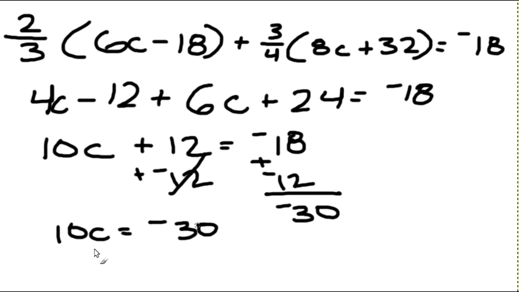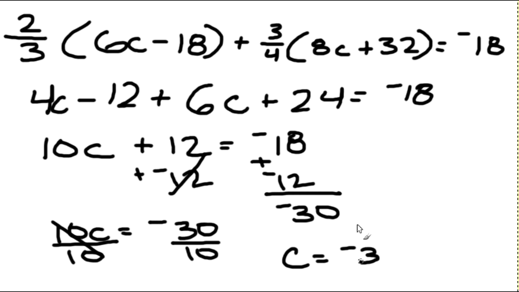And now you divide by 10 on both sides, that cancels out, and you are left with c is equal to -3. So hopefully you learned a little bit of something about solving linear equations, and hopefully this helped in your understanding of this.